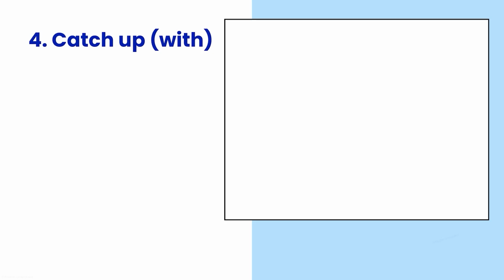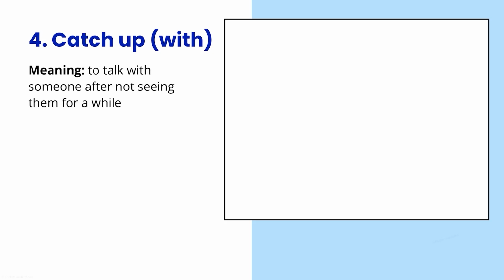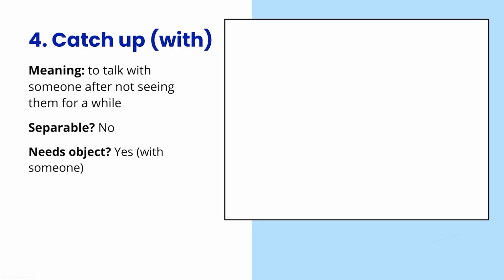The with is optional. It depends on how you're using this phrasal verb. So this one means to talk with someone after not seeing them for a while. Is it separable? No. Does it need an object? Yes, if you're using it with someone. Now, a synonym here is chat.